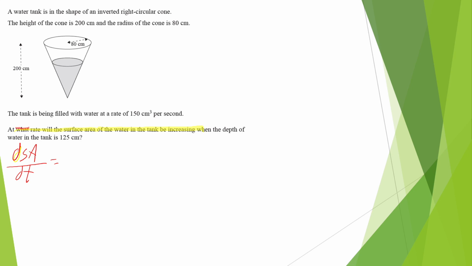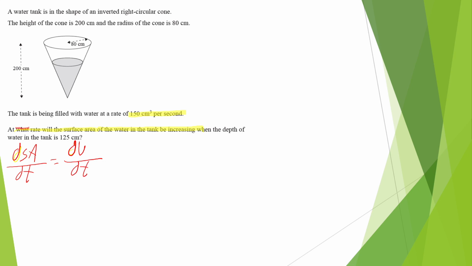So I have the rate. The rate we're given is always per 6 seconds. So this bit here is my rate. The rate is the volume of water, and the water shape is a cone. So that's the volume of a cone. That means the rate I've been given is dV over dt.